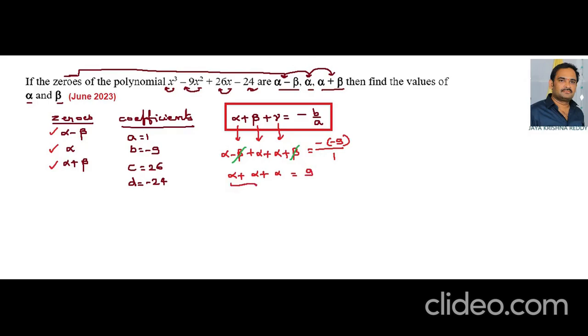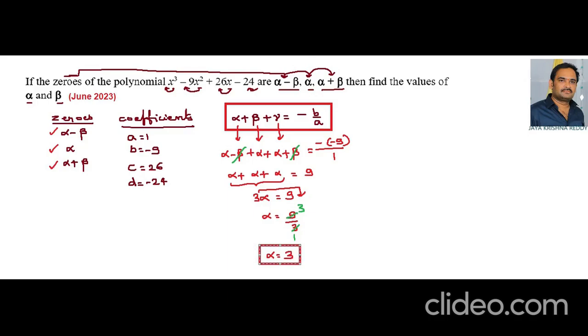So alpha plus alpha means 3 alpha equal to 9. Then alpha equal to 9, and you have to transport this 3 to the right hand side. So 3 is multiplying alpha on the left side, so it should divide 9 on the right hand side. So alpha equal to 9 by 3. So 3 ones are 3 and 3 threes are 9. So we can conclude alpha equals 3.